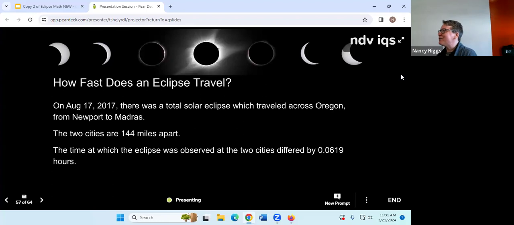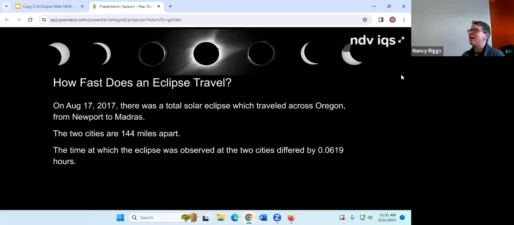What I used for my computation here is some data from the last total solar eclipse over North America. I think this was two eclipses ago, in August of 2017, and it hit quite a few places. I found two towns in Oregon, Newport and, I'm assuming you pronounce it, Madras. The two cities are about 144 miles apart.